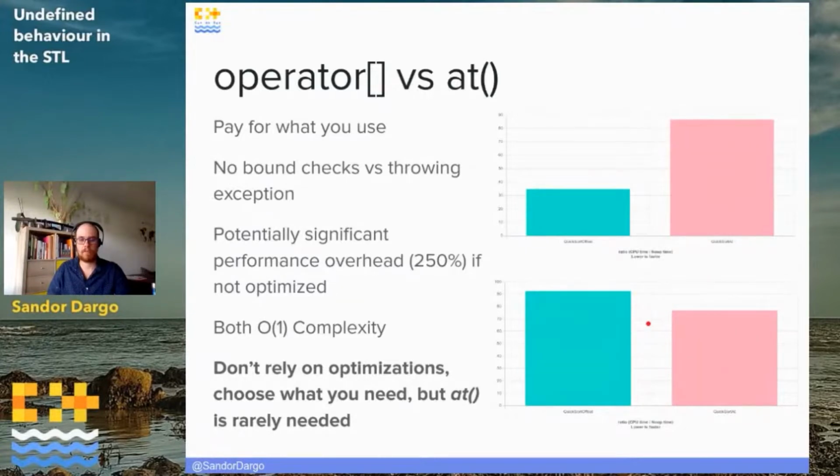So you should choose what you need. And the consensus is that at is rarely needed, because most of the time you would use the offset operator or at in a loop, in a raw loop, and there it's pretty much evident that you will not go out of bounds. Well, unless you have some concurrency issues, or you invalidated your iterators for other reasons that we are actually going to see in a few slides.